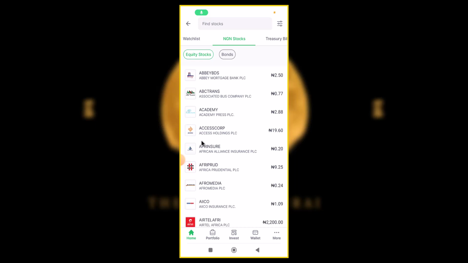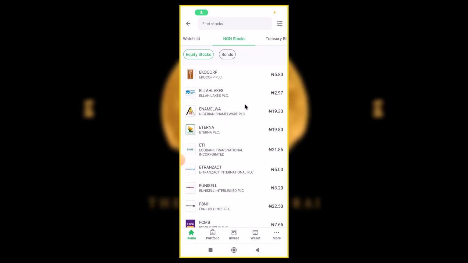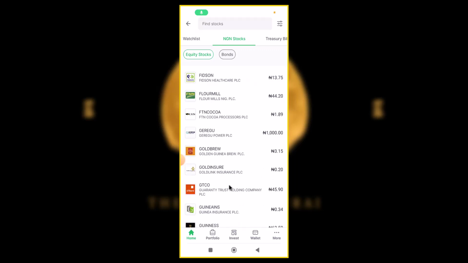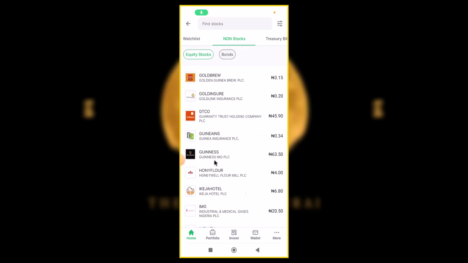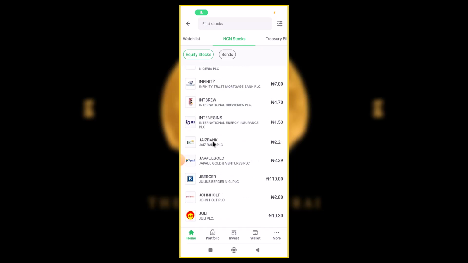Of course, you must have done your own research to know what stocks are about and the kind of stocks you can buy. But here, you see different stocks that you can buy. Let's say you want to buy this one from FCMB or even Fidelity Bank or GT or even Guinness, even Ikeja Hotel. Shares are basically a company asking you to give them money, and they give you shares, and these shares can be traded or sold at any time that you want.